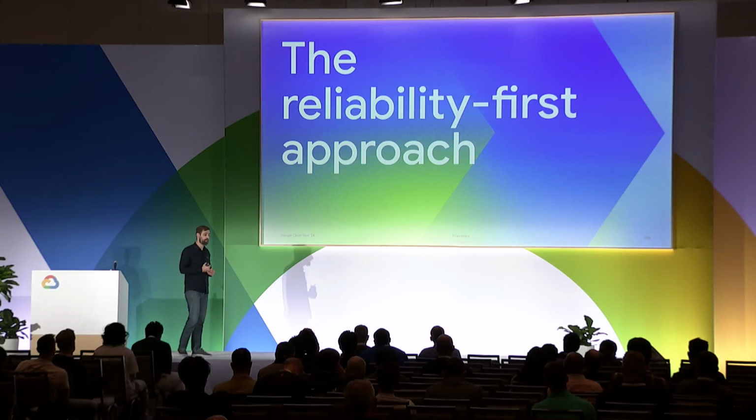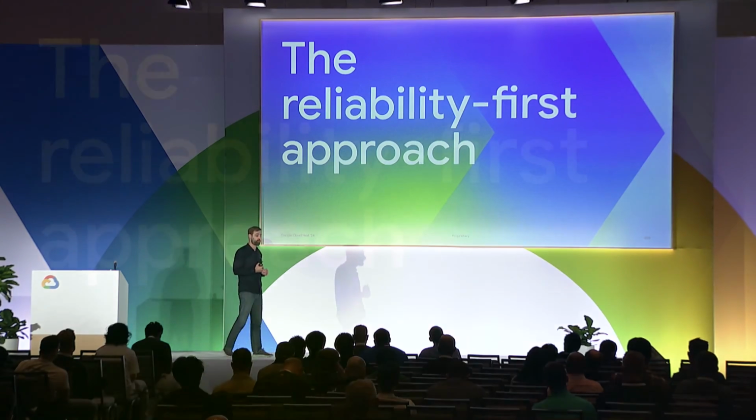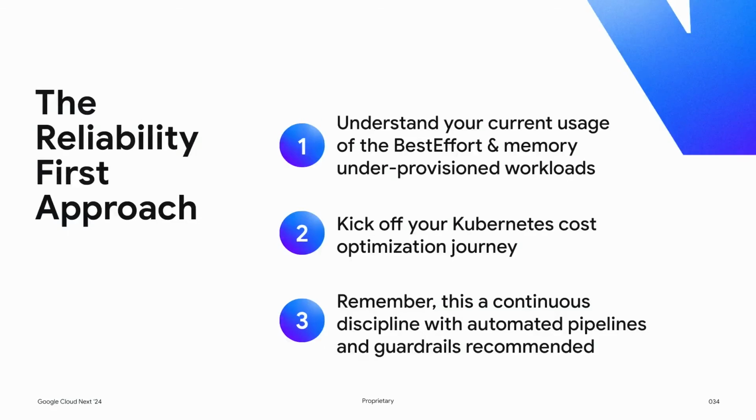So right now, the reliability approach is very simple. It's a matter of looking at those workloads before starting your cost optimization journey. Because if you start your cost optimization journey, your platform admins want to pack the clusters because they are receiving pressure from the CTO or CEO or the CFO, and they're going to start having some reliability issues.